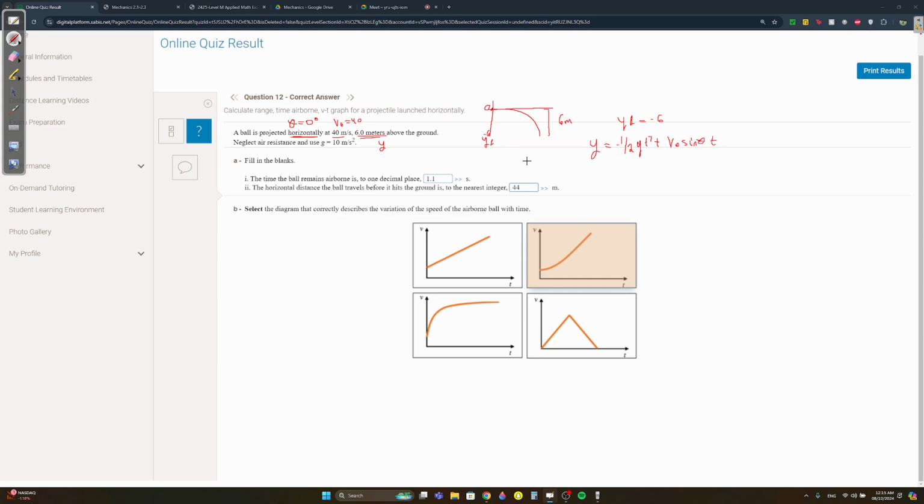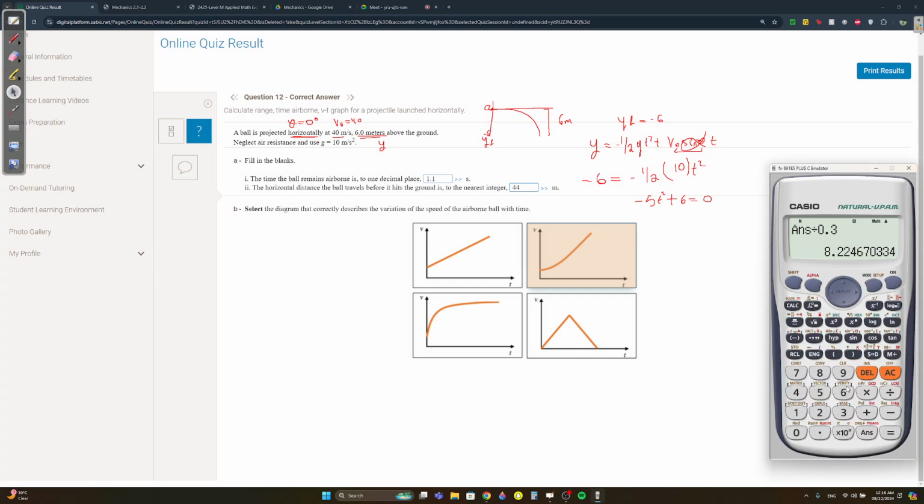Let's see. Our final y is minus 6 equals minus half g, which is 10, t squared. V naught sine theta is 0 because sine 0 is 0, because we said theta is 0 since horizontal. So can we solve this? Yes, of course we can. Minus half times 10 is minus 5t squared plus 6 equals 0. You're gonna get negative 6 divided by negative 5, which is 1.2, square root, which is 1.1. You guys know how to solve this, huh? So you get 1.1 seconds.